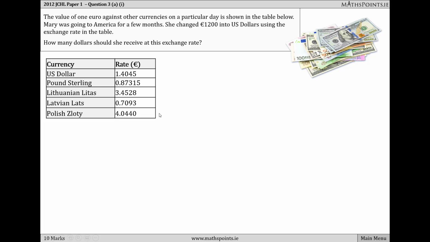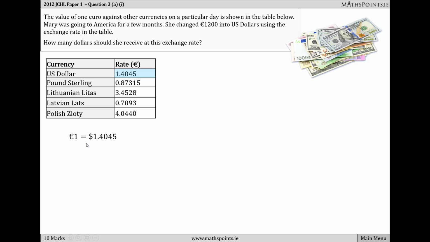As we go through the question, we'll see that we actually don't use the exchange rates for the bottom three currencies. We're only interested in the dollars and the pounds in this question. Mary's going to America for a few months, and she changed €1,200 into US dollars using the exchange rate in the table. So because we're interested in the amount of dollars she's going to receive, we highlight the dollar amount, and it's always useful to write down the exchange rate that you're going to use.